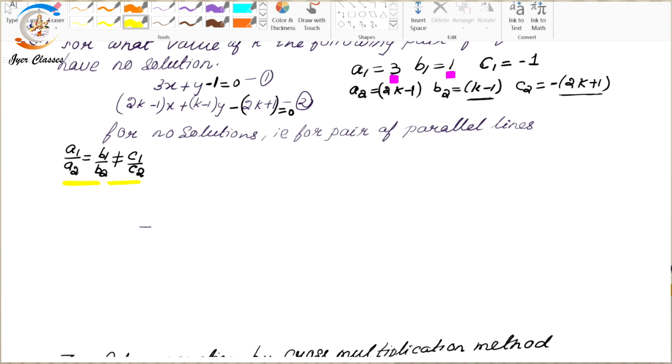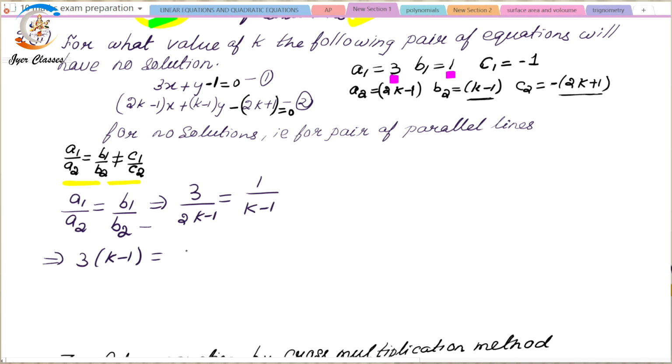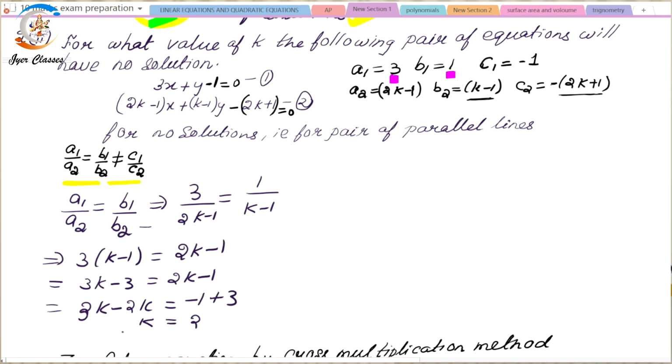So for the values of a1 by a2 is equal to b1 by b2, we shall have 3 by 2k minus 1 will be equal to 1 divided by k minus 1. Cross multiply. So you will be getting 3 times of k minus 1 is equal to 2 times of k minus 1. Open the bracket. You will get 3k minus 3. It is equal to 2k minus 1. So bring 2k this side. You will get 3k minus 2k. It is equal to minus 1 plus 3. So you'll get k which is equal to 2. So I got the value of k, it is equal to 2.